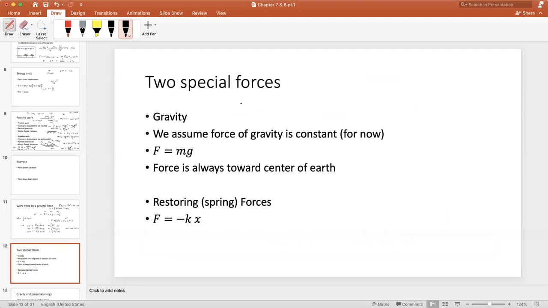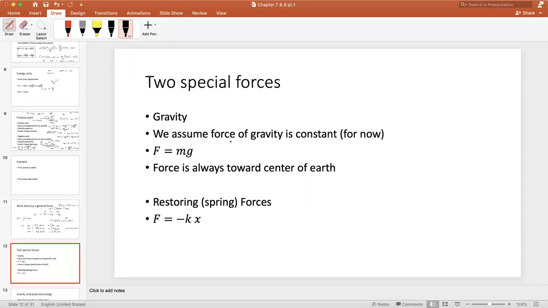Okay, so now we're going to get to the root of potential energy. And we need to talk about two very special types of forces. One's an actual force, one's a type of force. The two special forces, gravity and restoring forces, are special because they're something called conservative. We'll talk about this in a little while, but essentially, conservative forces are very special. And the work done by a conservative force is known as potential energy, not kinetic energy.